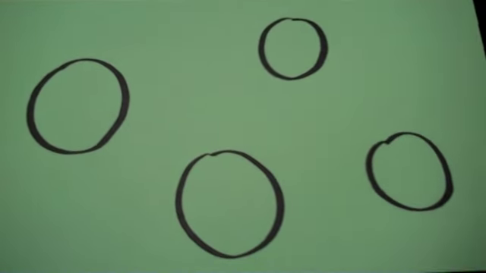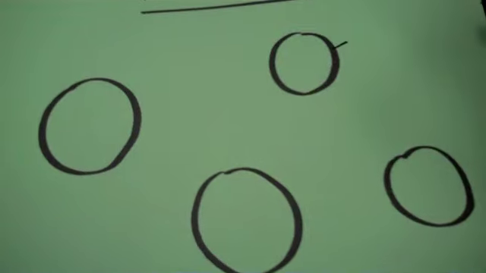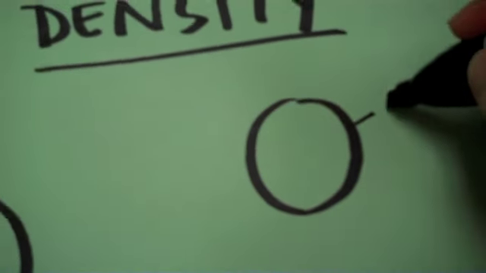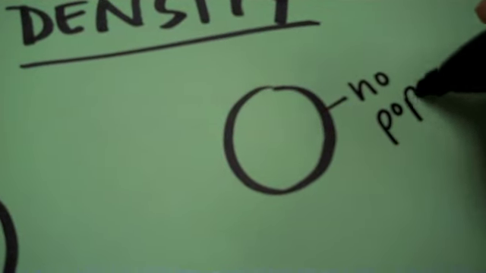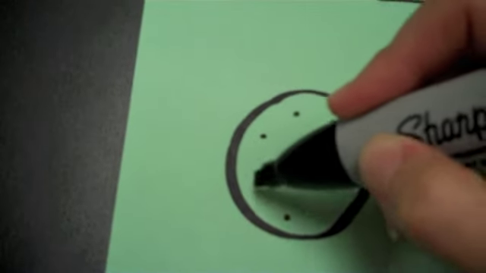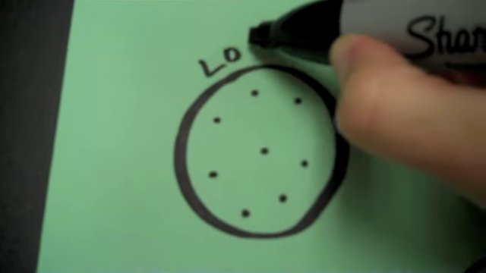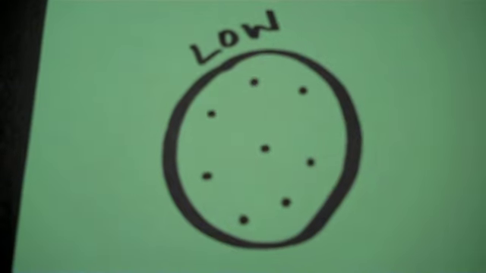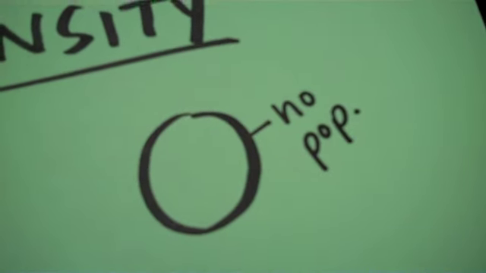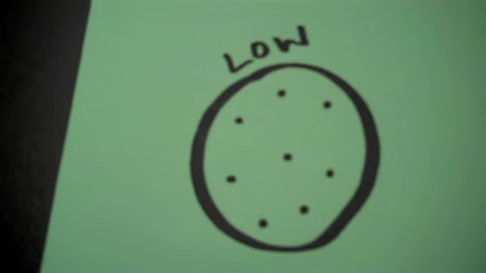So let's imagine that these four circles right here are all different cities, okay? So this one, we'll say nobody lives here. Nobody lives in this city for whatever reason. So there's just no population whatsoever. And then let's say over here, they've got a few people. They have a very low population density. Okay, we've got no population density whatsoever. Then we've got low population density.